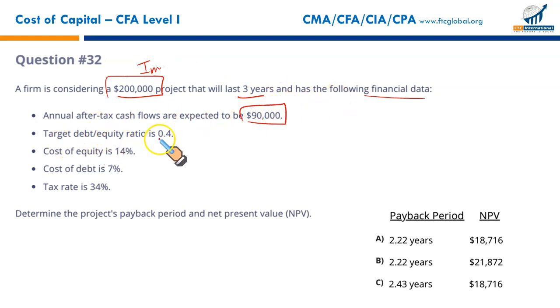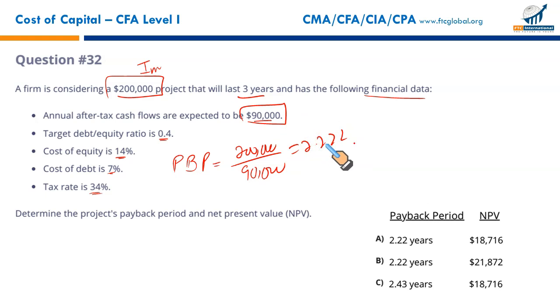Target debt to equity ratio is 0.4. Cost of equity 14, cost of debt 7, tax rate 34%. What is needed? Determine the project's payback period and net present value. When the cash flows are consistent, 90, 90, 90, the payback period can simply be calculated by dividing your initial investment with annual cash flows. 200,000 divided by 90,000 will give you 2.22 years straight away. Simple as that. So if you just want to guess, either A or B would be the right answer.